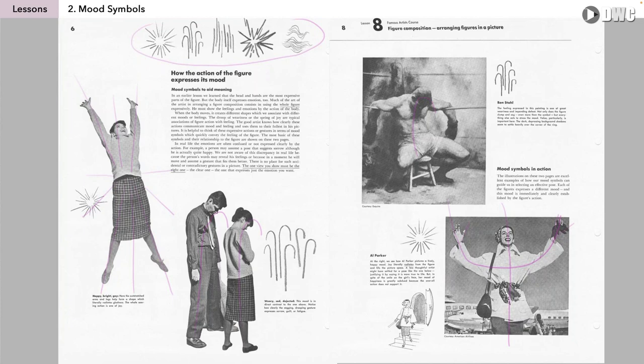The figure, obviously, in itself has shapes, its contour shape and also its shapes of value and things like that. Of course, we have to consider pictorial composition. But here, the mood, the pose itself tells a story. So that is something that we want to be aware of. And these great authors reminded us of the importance of what they call mood symbols, or using the figure's pose to express a mood or emotion.